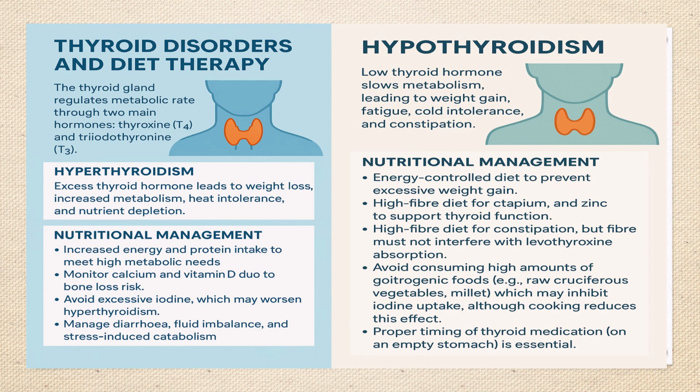For hypothyroidism, this is a period whereby there is low thyroid hormone, and this can slow metabolism. It can lead to weight gain, fatigue, and constipation. General management in this period is for us to ensure that there is an energy-controlled diet to prevent excessive weight gain. We need to increase fiber, selenium, and also zinc in order to support thyroid function. Our patients' fiber needs should also be increased to prevent or manage constipation, and also we need to ensure that it doesn't interfere with the thyroid drugs.